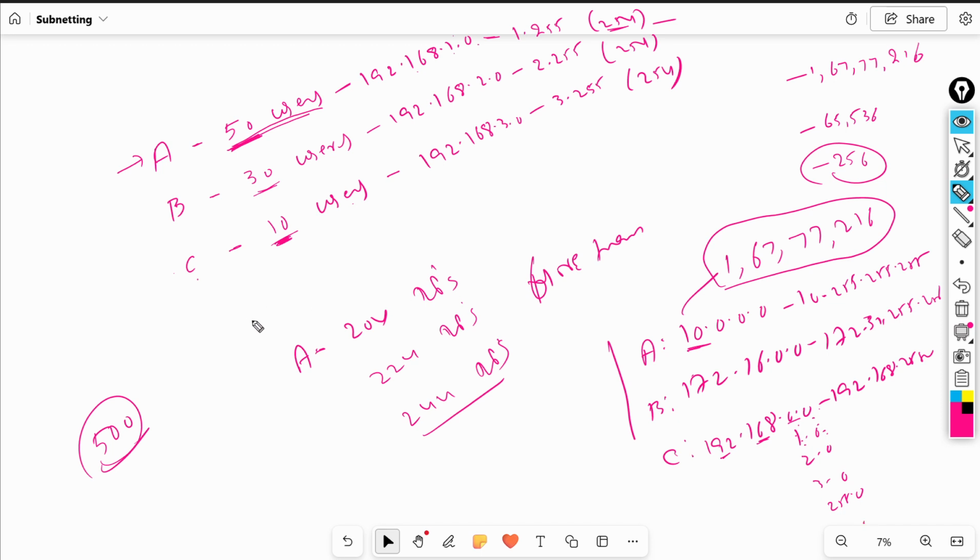If we have more departments, we can't use them. That's why we should not waste our IPs. Even though these are private IPs, even though they are free of cost, we should not waste our IPs. So without wasting, if you want to use IPs, we will use subnetting. What? We will use subnetting.